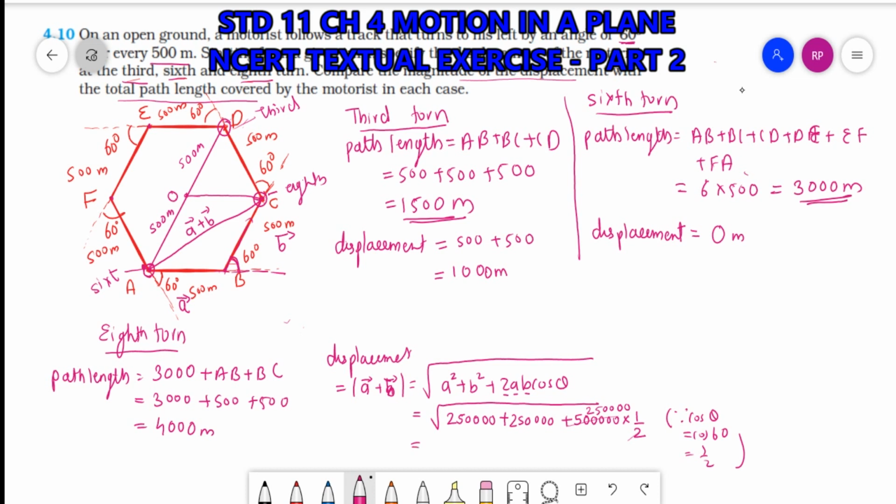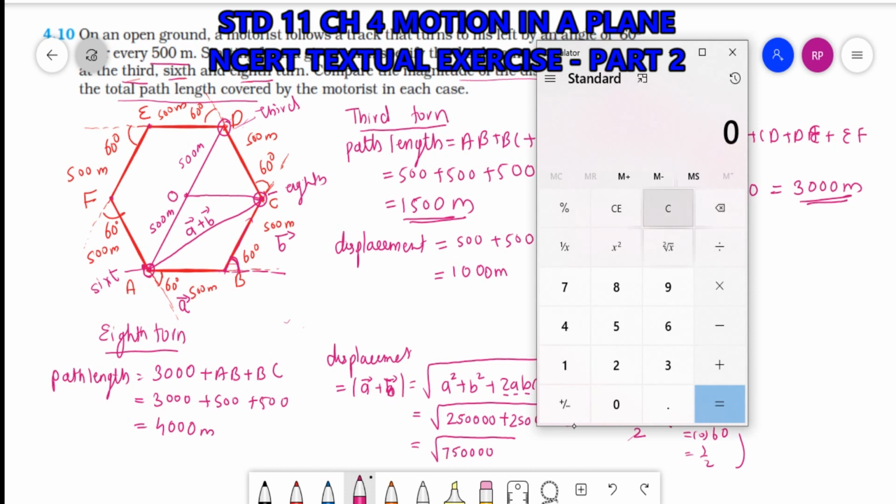Okay, so this will be equal to the square root of 7 5 1 2 3 4 zeros. Now let's take the square root of it. 7 5 0 0 0 0. It's 273.8. Okay, here there is a mistake. We just took 75,000. It's 7,50,000. So again, the square root of 7 5 1 2 3 4.